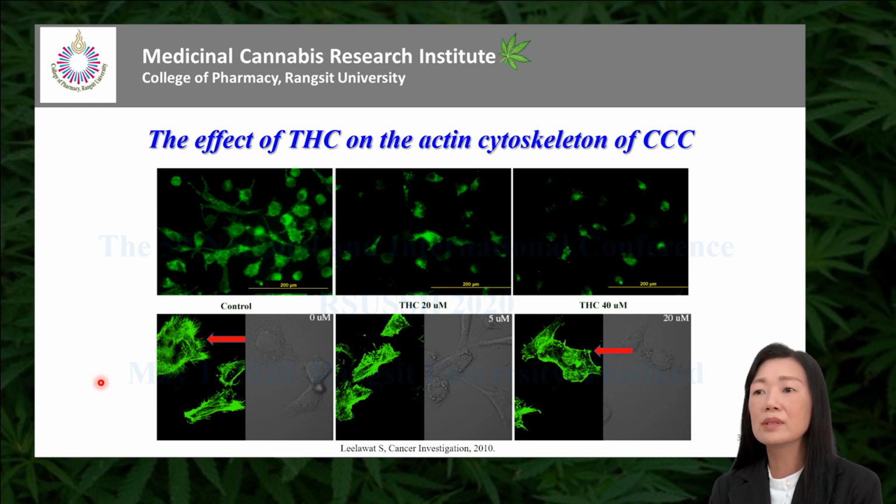The lower figures show cholangiocarcinoma cells under a confocal laser scanning microscope. Cholangiocarcinoma cells treated with 20 micromolar THC show a loss of stress fibers and filopodia compared to untreated cells.